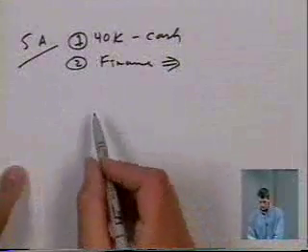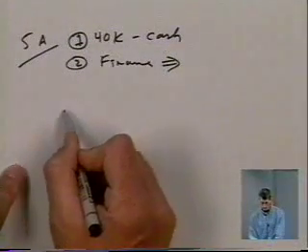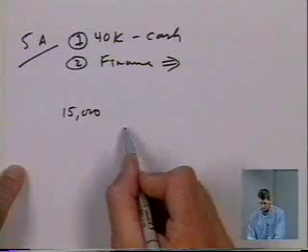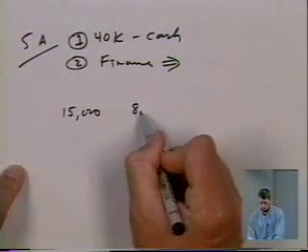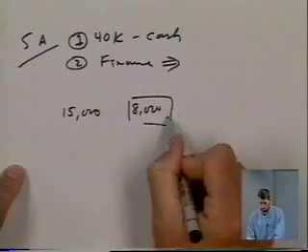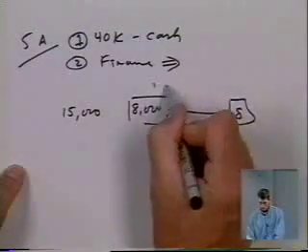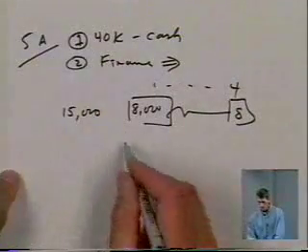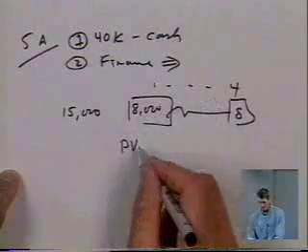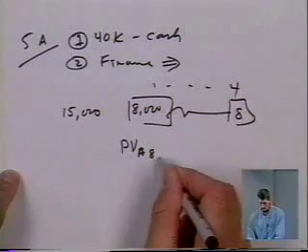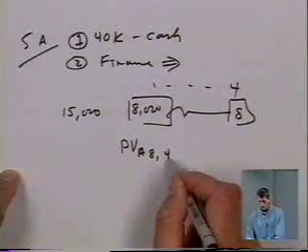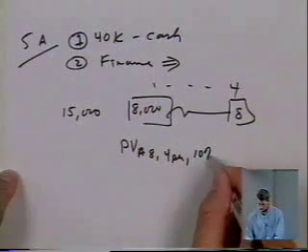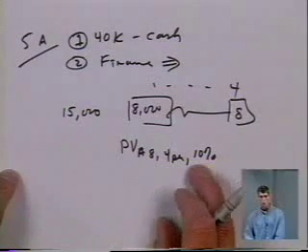So what we have is a situation where he's getting $15,000 up front, and he's getting $8,000 each year for 4 years, 1 through 4. So the way to figure out the present value of the financing option is to take the present value of his annuity of the $8,000 for 4 periods at his required rate of return, which is 10%, which is his investment opportunity rate of return.